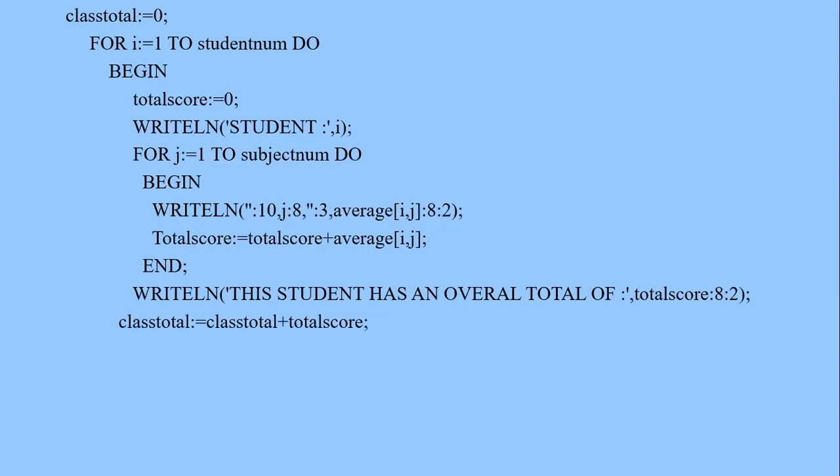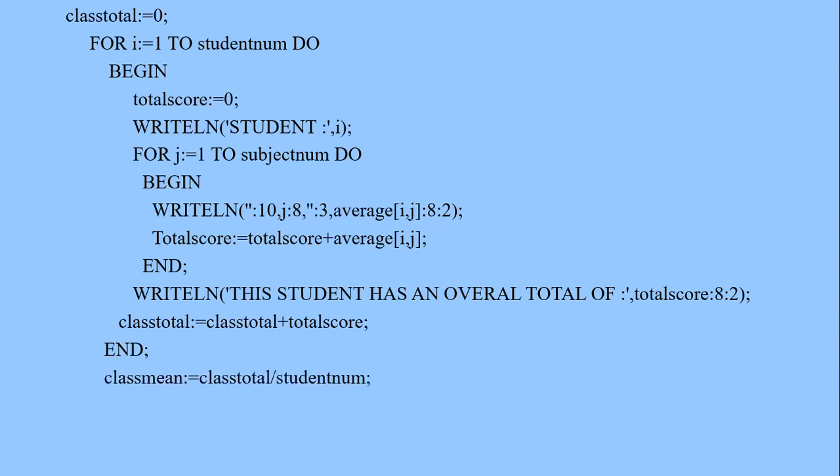We also compute the class total by picking the content of memory location called total score. We add to the content of memory location called class total. We assign the sum, the results, to the memory location called class total. So that will happen after every student's total has been computed. We display out the total for that student, and also we compute the class total. And then we end that loop.